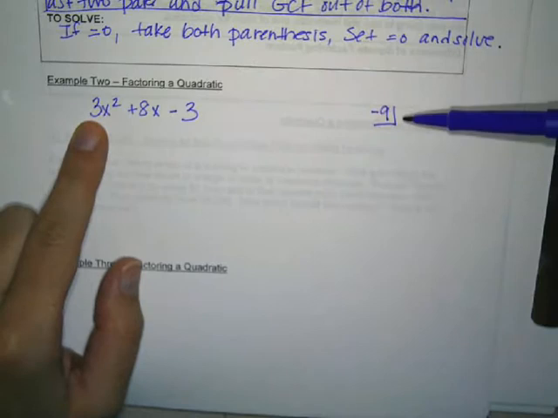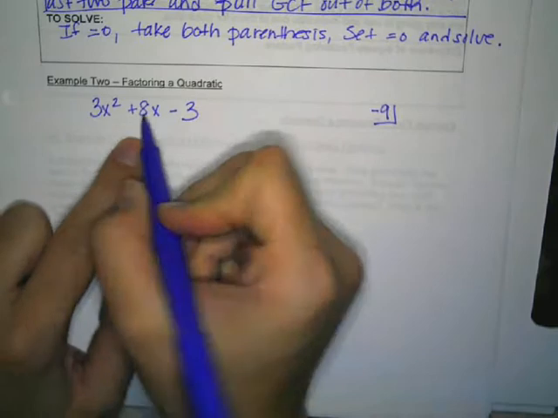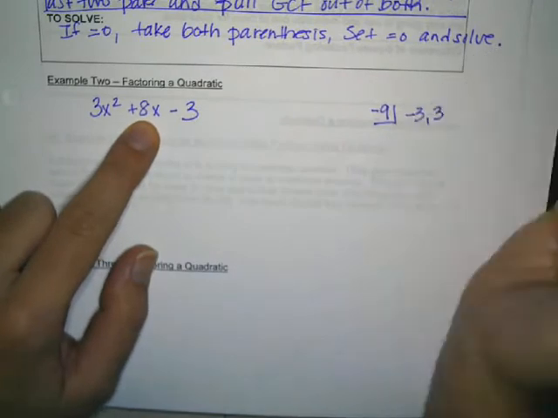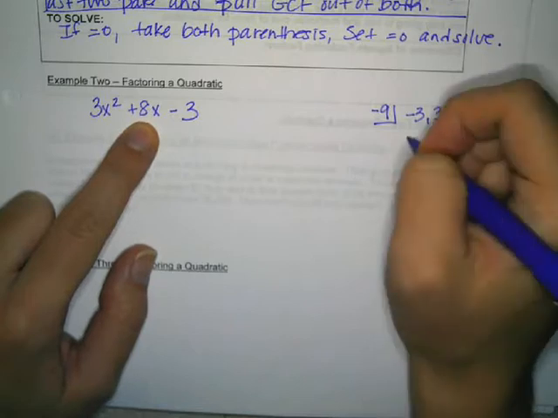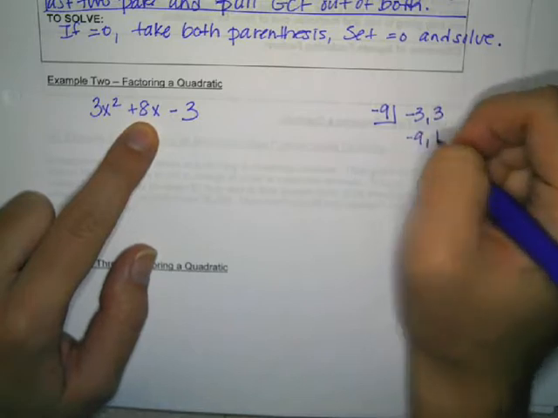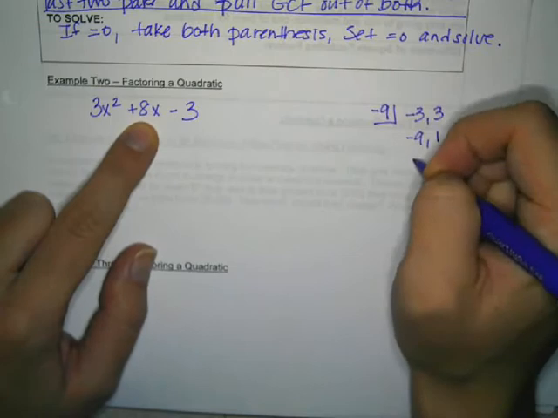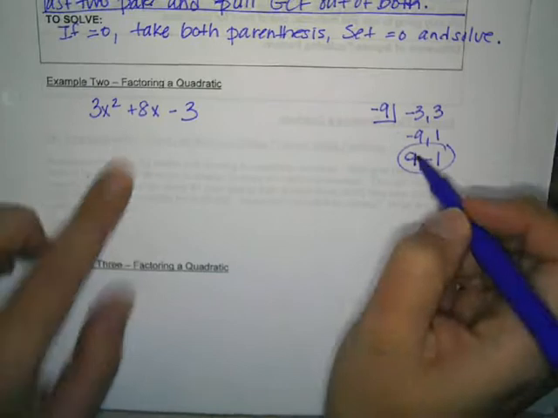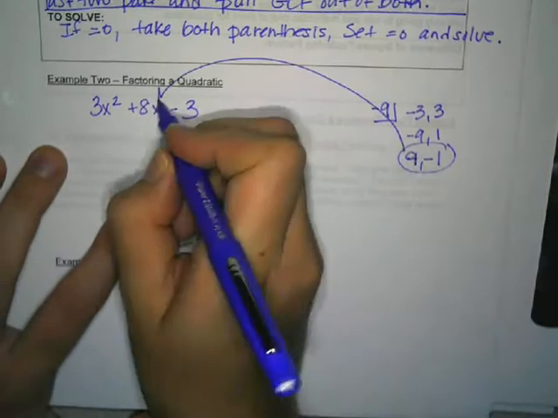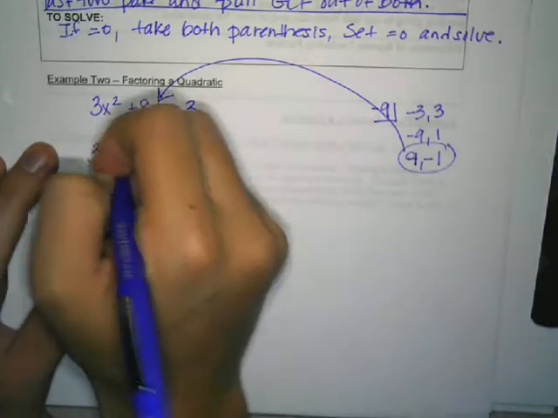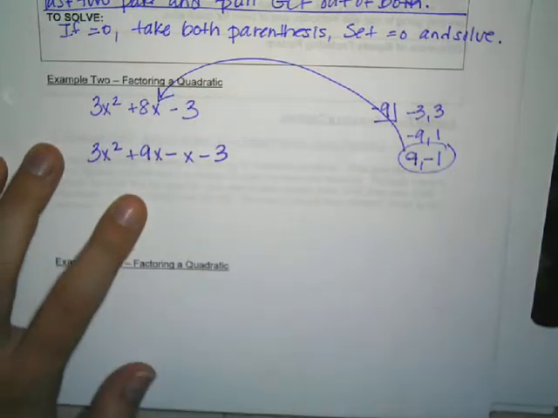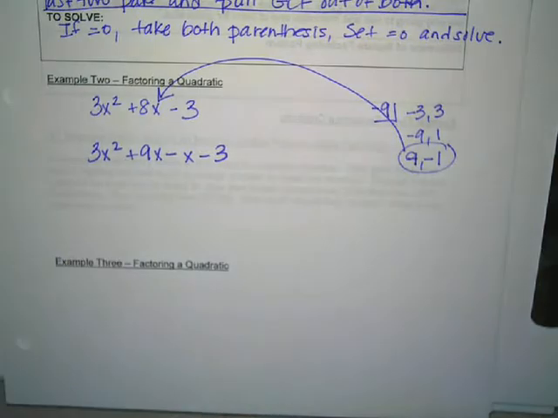Now I'm looking for two numbers that multiply to get negative 9 and add to get 8. So negative 9, well, I could do negative 3 and 3, but those don't add to get 8. I could do negative 9 and 1. Those don't add to get 8. Or I could do 9 and negative 1. Okay, those two do add to get 8. So you replace that middle term to get that expression, 3x squared plus 9x minus x minus 3.